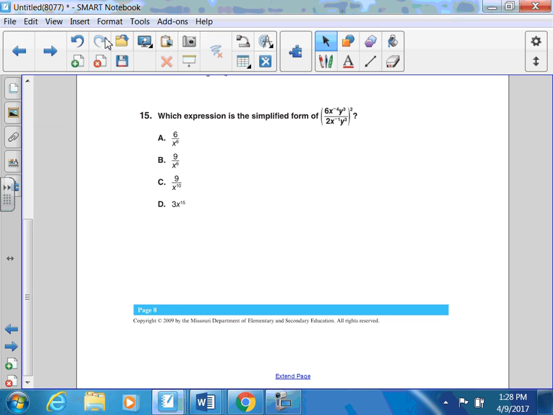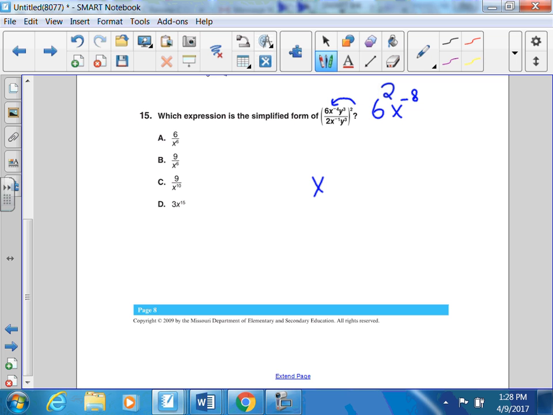Okay, 15. We're going to simplify the expression. We're going to take everything to the second power. So everything in the first, we're basically going to take 6 to the second power. If we take x to the negative 4 to the second power, that's going to be x to the negative 8, because you have to multiply the exponents when you have a power of a power.